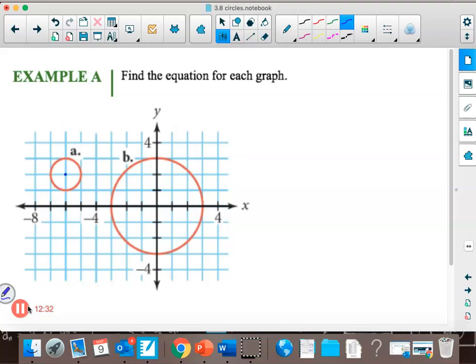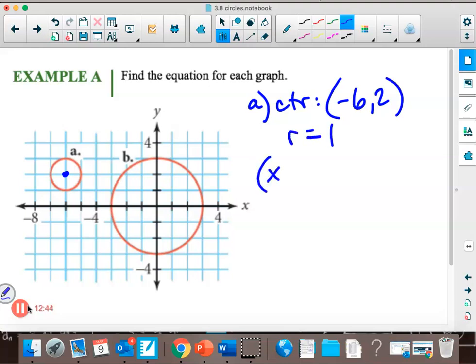So for the first circle, for circle A, the center was the point -6, 2, and the radius was 1. So we end up with x plus 6, because it's 6 units to the left, squared, plus y minus 2, because it's 2 units up, and we do the opposite, squared equals, and then the radius squared is 1.